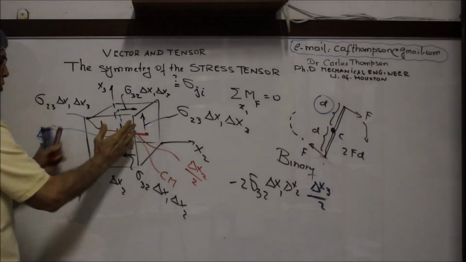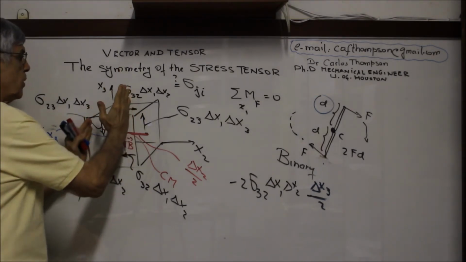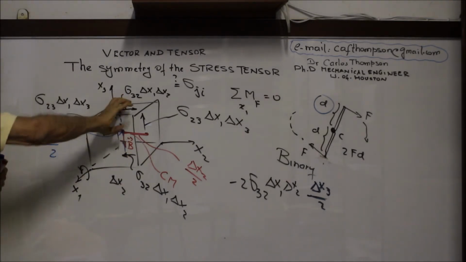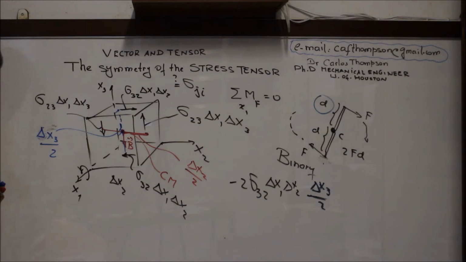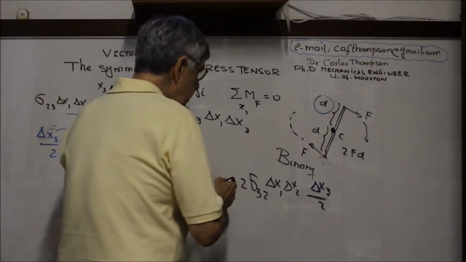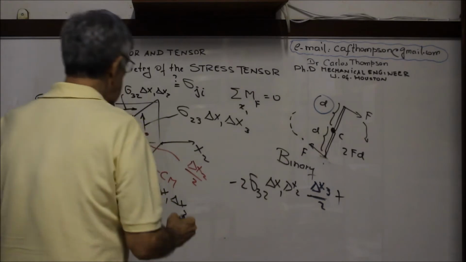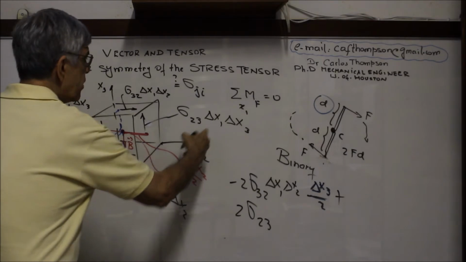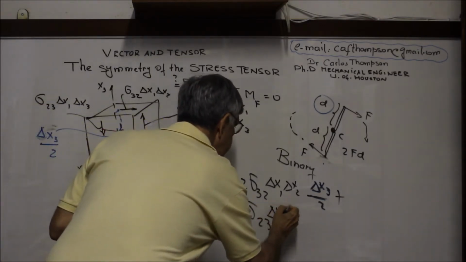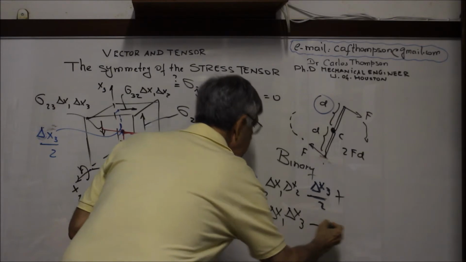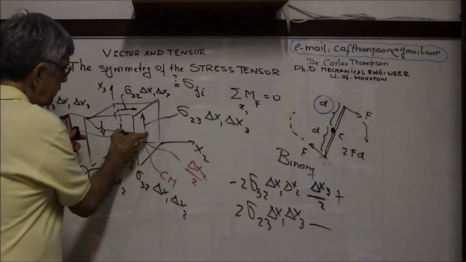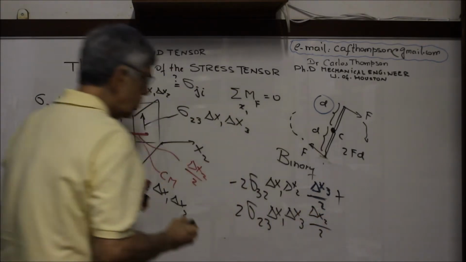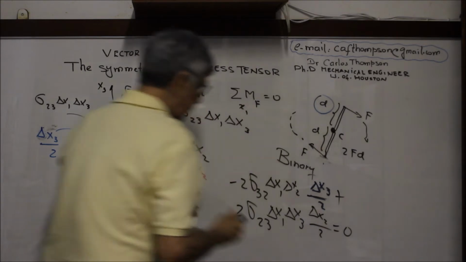You see the binary force, you see here, you see the rotation. But in this case, the rotation is counterclockwise, so you'll be in the x1 direction. That's why you put plus, now 2 times sigma 23 times the area, delta x1, delta x3, times the distance d. The distance d is delta x2 divided by 2. This must be 0. You see?